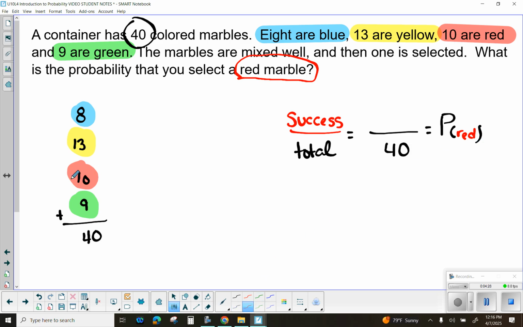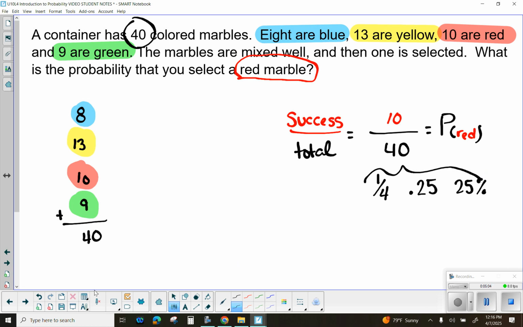Well, if only the red marbles are considered a good thing, then I want one of those 10 red marbles. That would be a win, okay? If I pull the blue, yellow, or green, I lose the game, right? It's not a win. So here, I'm going to reduce this fraction. So my probability of getting a red is 1 over 4, or 0.25, or 25%. Those all say the same thing, and so I could write my answer in any of those formats.